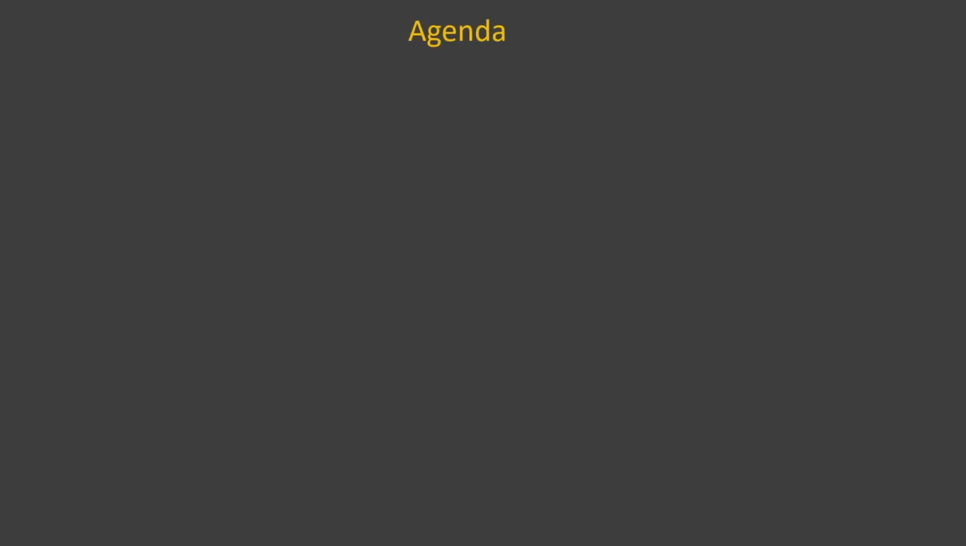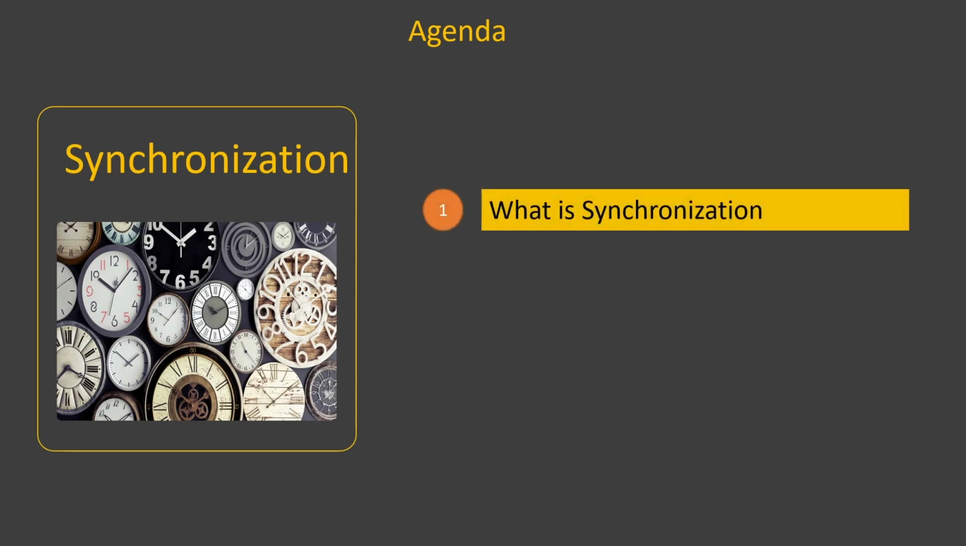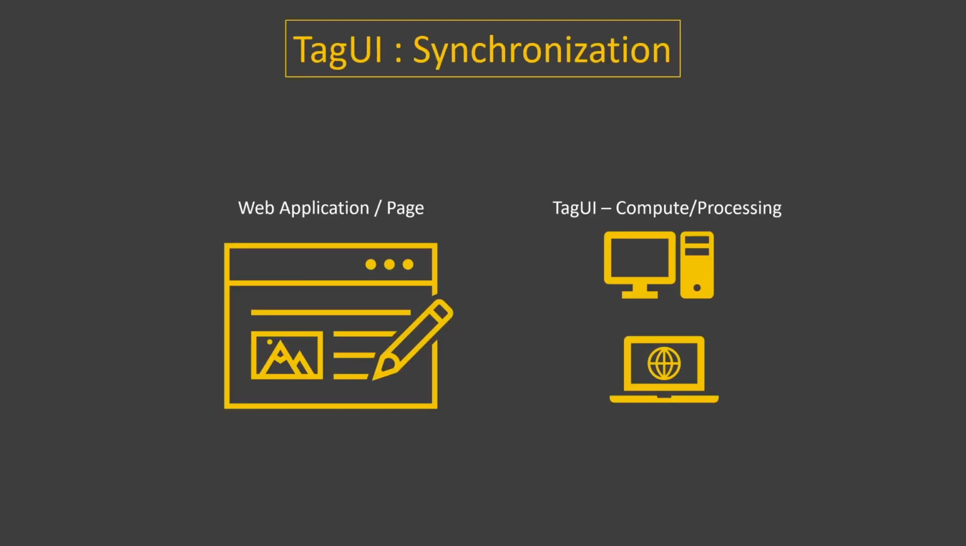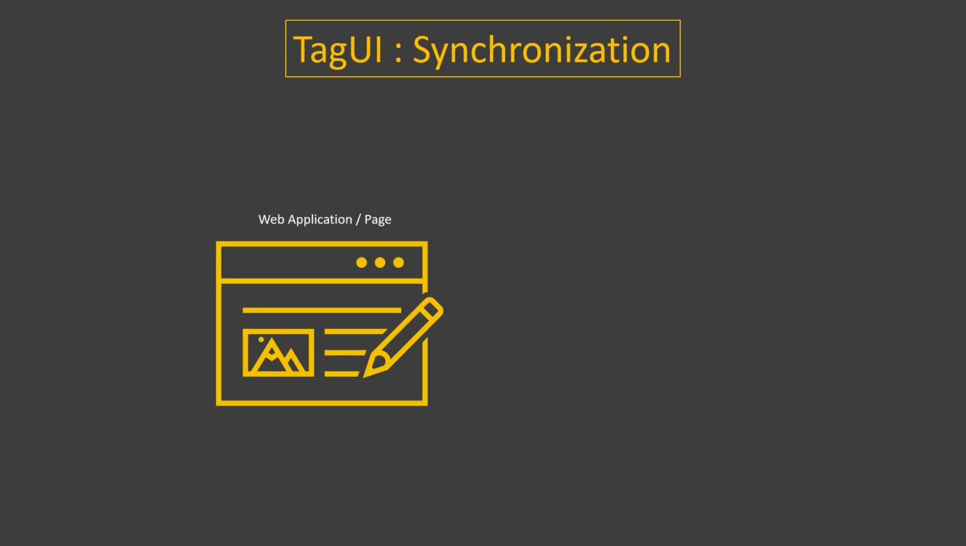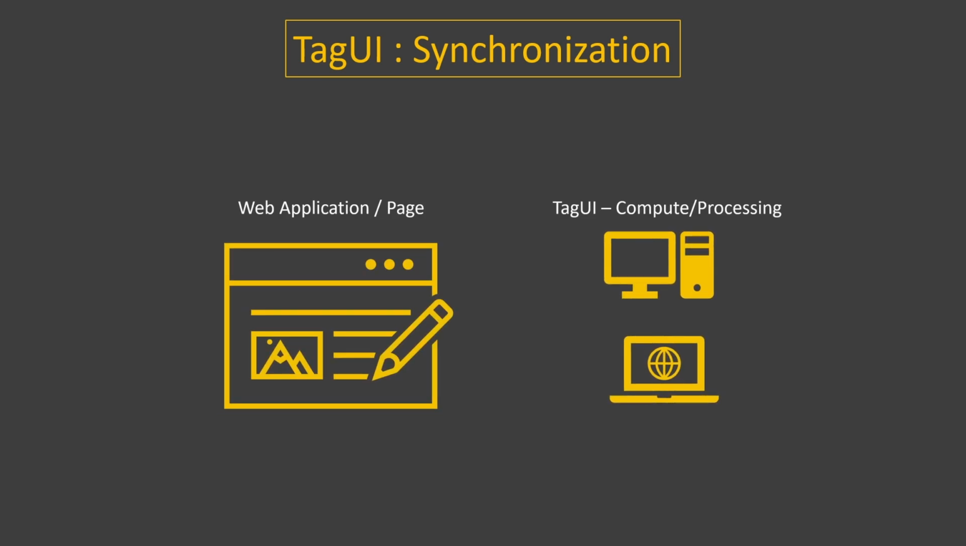In this session, we are going to see synchronization and types of synchronization. These are two topics we are going to cover in this session. Synchronization is very important with respect to interacting with a web application. It is often found that sometimes the website is faster and your computer might be slow. Sometimes the computer is faster, but the website might be slow.